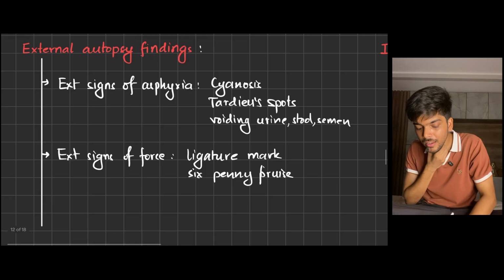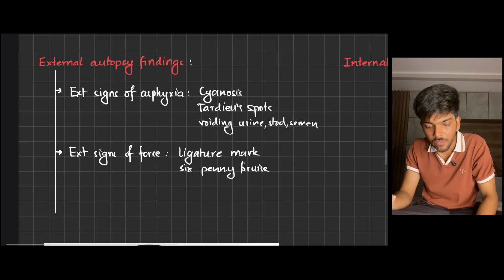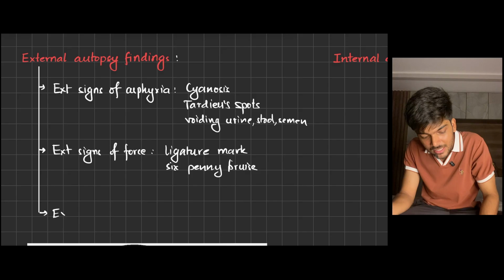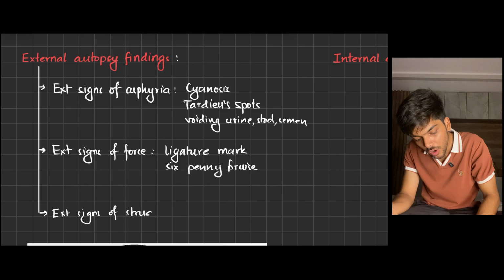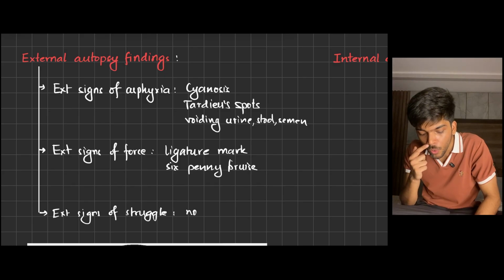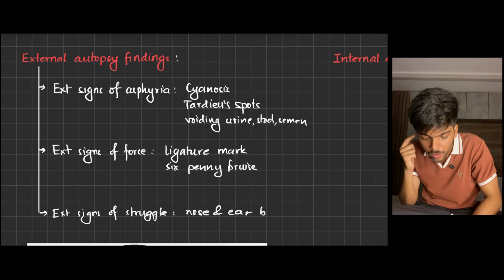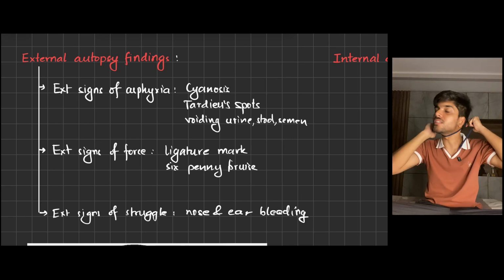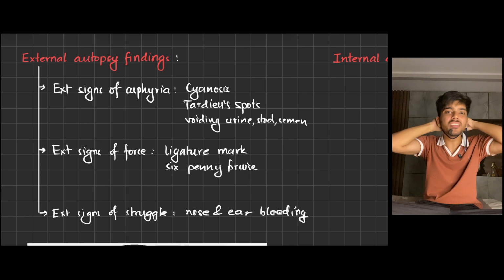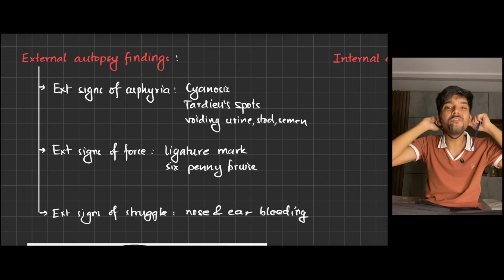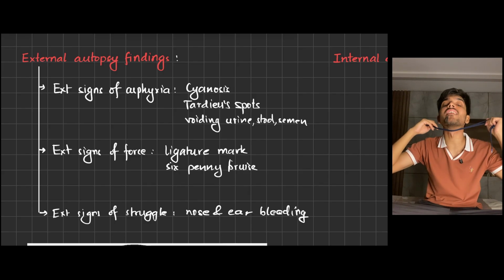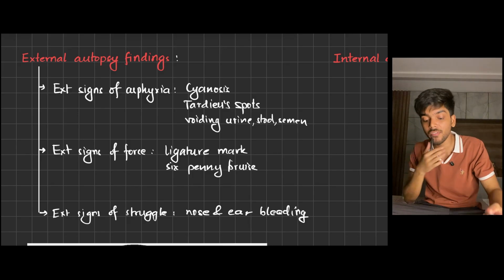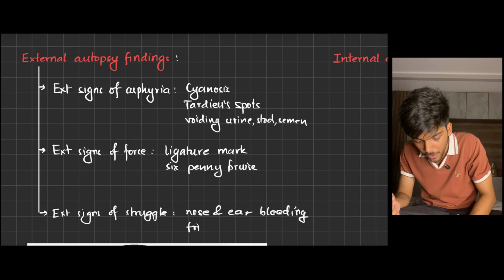Then there are external signs of struggle, which include nose and ear bleeding. And see, when you are being strangulated with a ligature, you're going to struggle against it. Try to release yourself from the ligature. As a result, there is friction between the neck and the rough ligature, leading to friction burn and blister formation. So there can be friction burn.